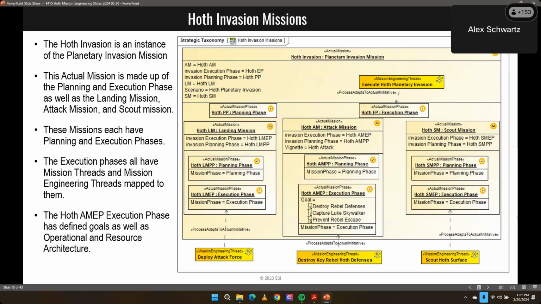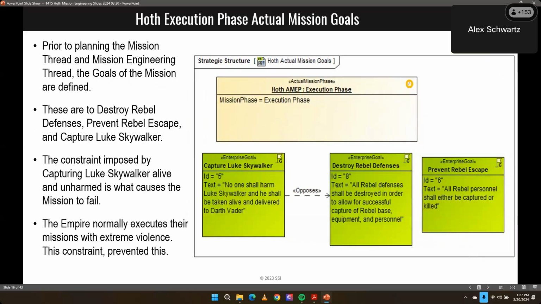So it's rather powerful. And for each of the missions, as you can see, you look at the AMEP, which is the lowest one in the center there, Hoth AMEP. And this shows that you can specify what are the goals we're trying to accomplish, and more on those goals in a minute. In fact, right now, one of the things I looked at in looking at all these models, in fact, this is the text we have here, and we're supposed to destroy the defenses, prevent the rebel escape, and capture Luke Skywalker.